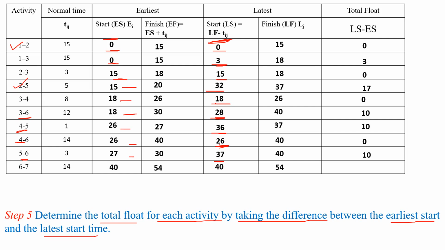And last activity is 6 to 7. For this one, latest start time LS is 40 and ES also 40. Then 40 minus 40, it is 0.